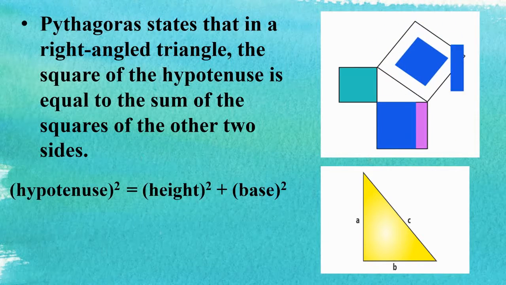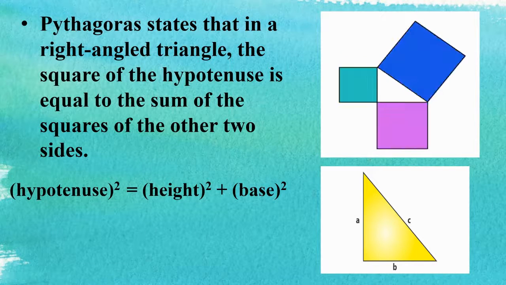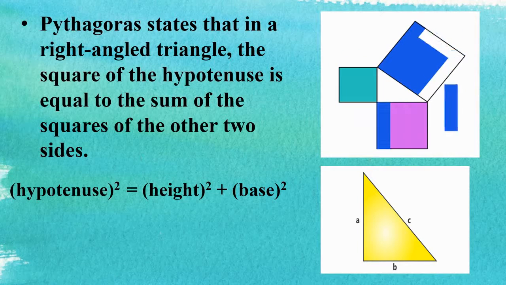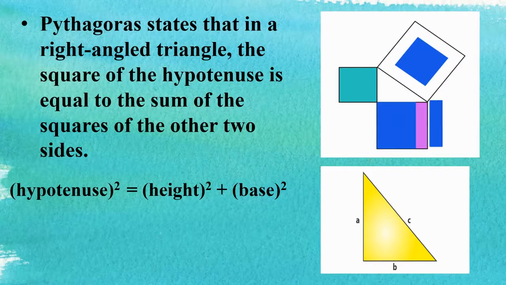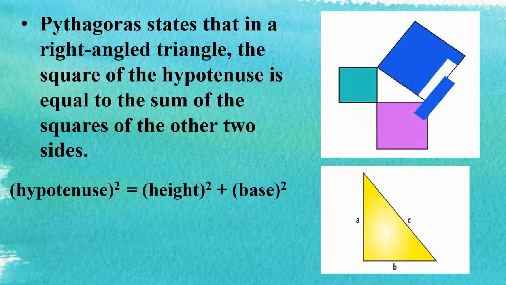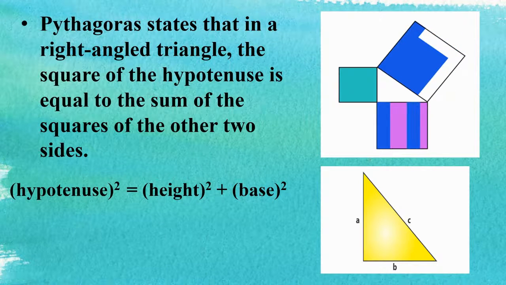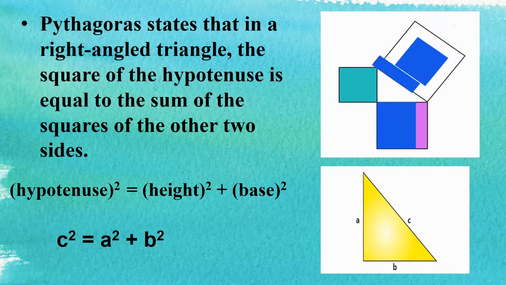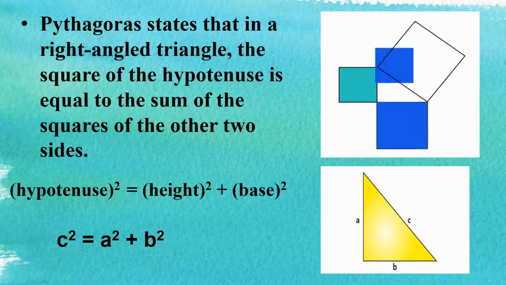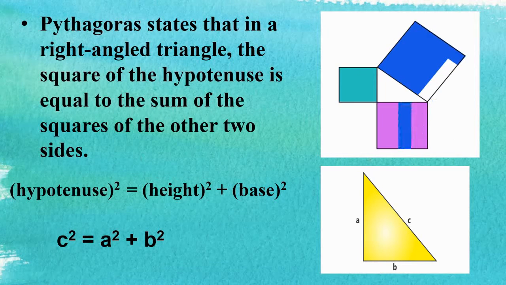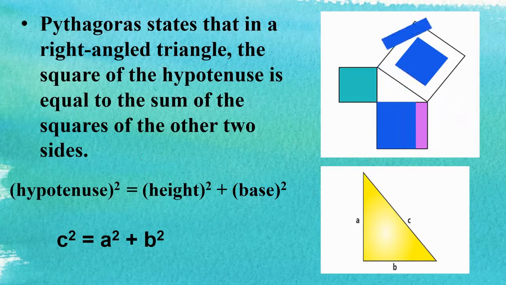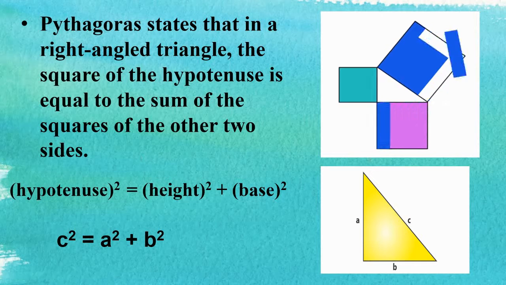So Pythagoras theorem states that in a right angled triangle, the square of the hypotenuse is equal to the sum of the squares of the other two sides. Hypotenuse square is equal to height square plus base square. This is the formula for Pythagoras theorem, or we can say that c square is equal to a square plus b square.